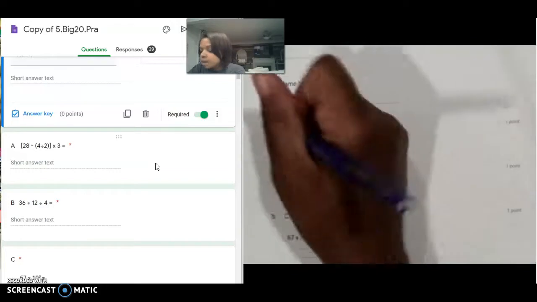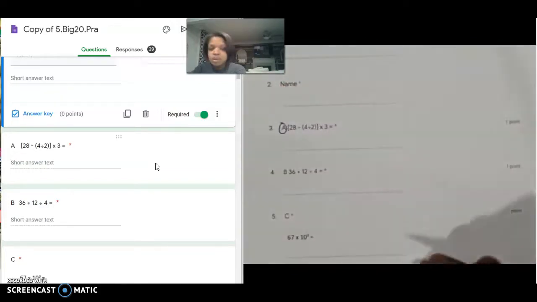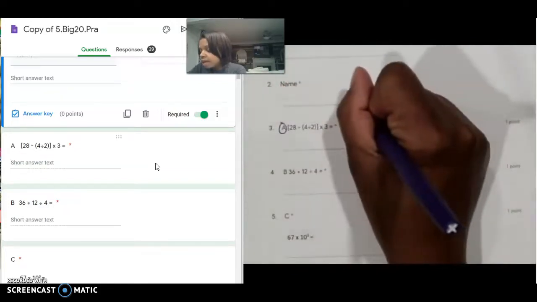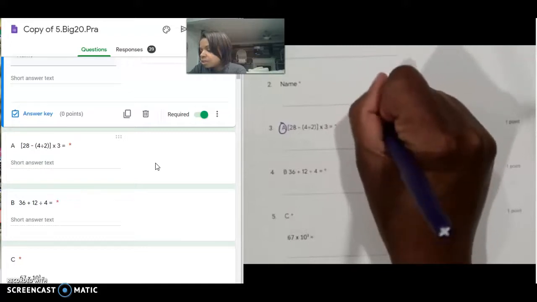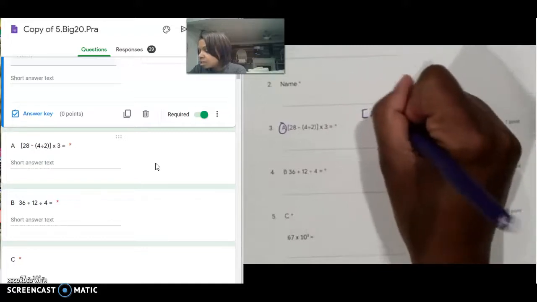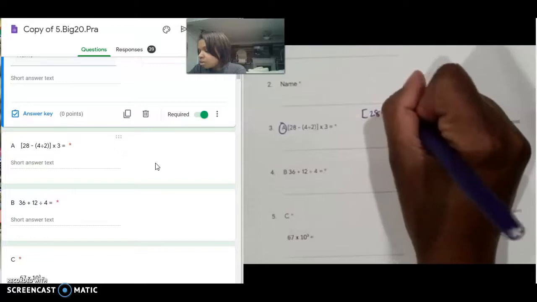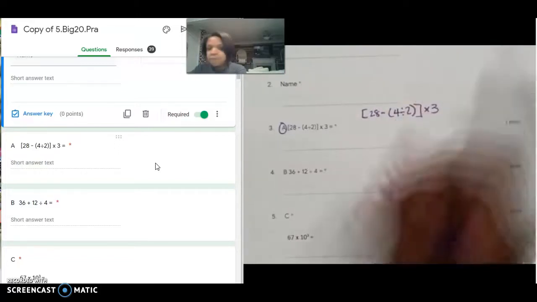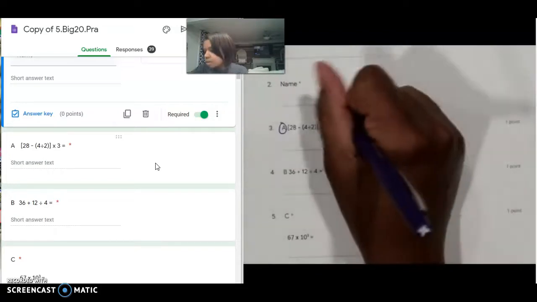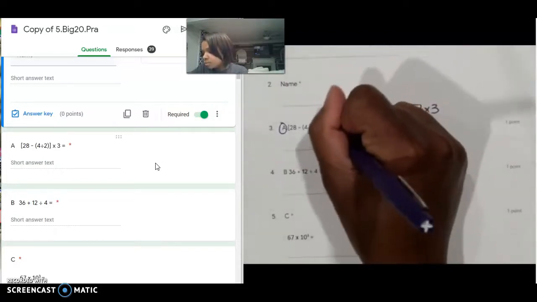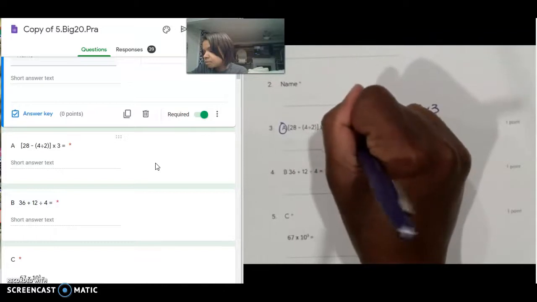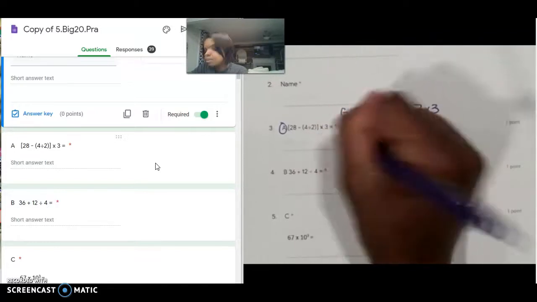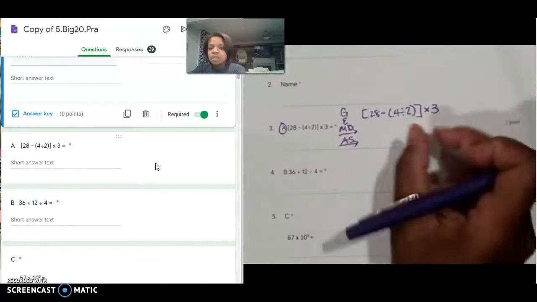This one I noticed right away is an order of operations. So I have in parentheses 28 minus the quotient of 4 divided by 2, tripled. Okay, so of course I always write out my GEMDAS and I follow those steps. So do I have any groupings?